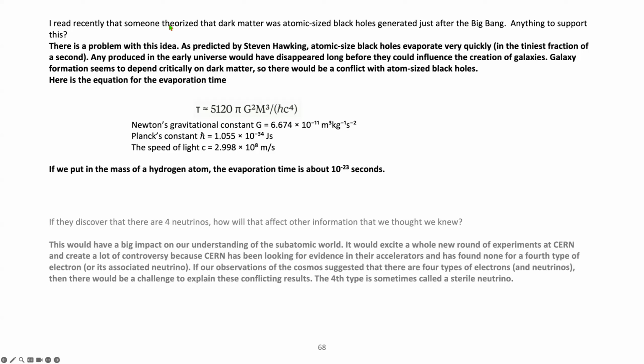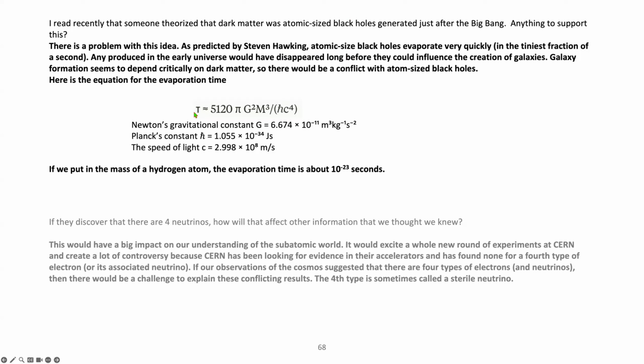Then there's a question about what is dark matter, and there's been a suggestion that dark matter is in the form of atomic-sized black holes. And the question is, could that be the case? And there's a big problem with this. Stephen Hawking, 35 or 40 years ago, predicted that all black holes evaporate, and the tiniest ones evaporate extremely quickly.